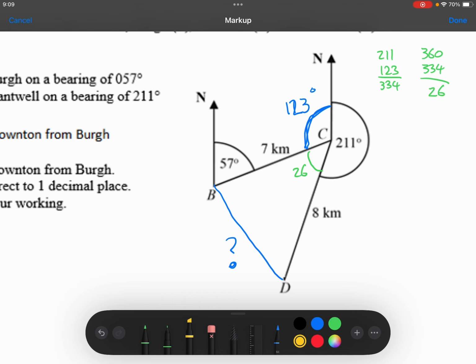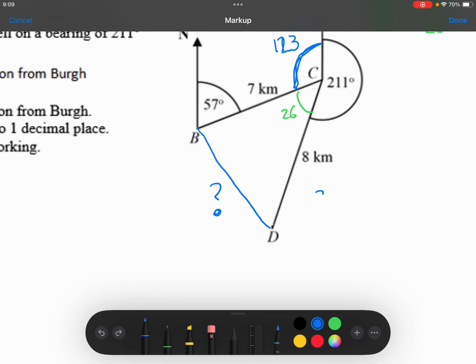I can now use the cosine rule inside this triangle here. I can say question mark squared is equal to 8 squared plus 7 squared minus 2 times 8 times 7 times cos of the angle between them. Typing that into my calculator then, 8 squared plus 7 squared minus 2 times 8 times 7 times cos 26.